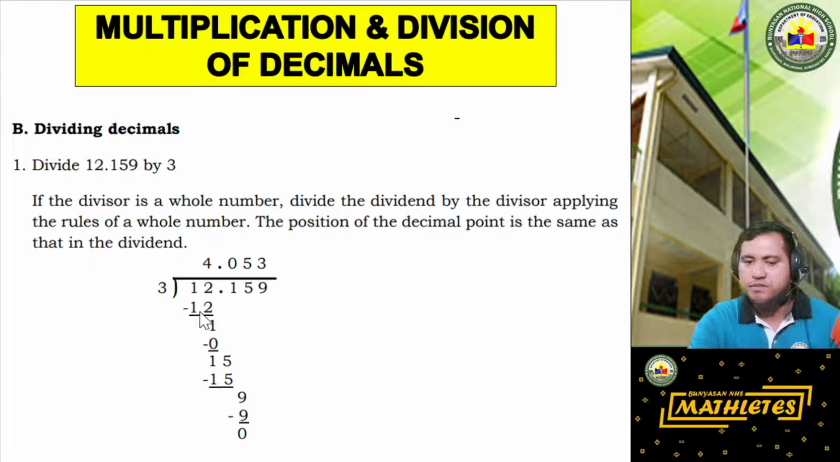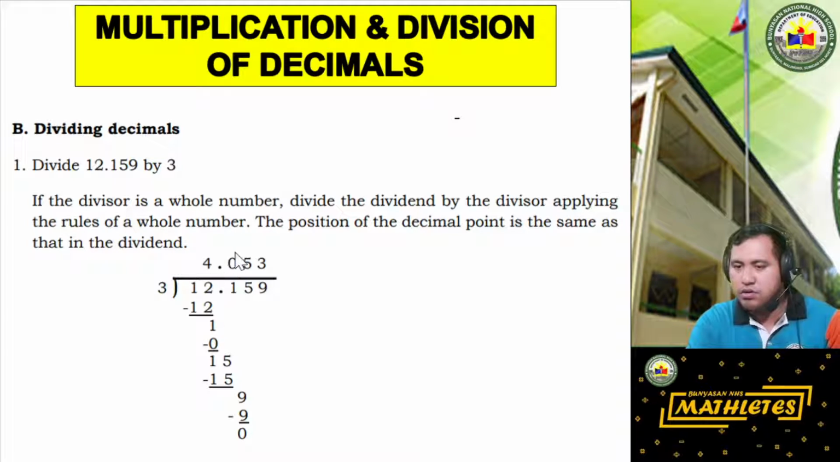Long division. 12 divided by 3 is 4. Make sure that our divisor is a whole number. In our problem number 1, the divisor is a whole number, so no problem. So we have 12 divided by 3 is 4. 4 times 3 is 12. Subtract, we have 0. Then bring down 1. 1 divided by 3 is 0.